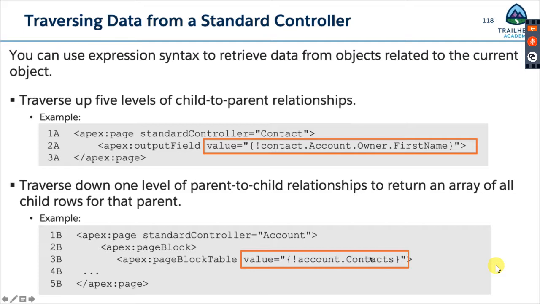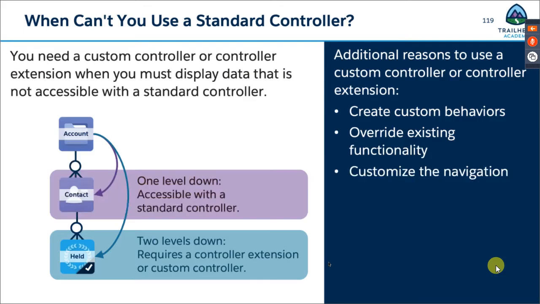Or we can go down and we can loop, and this is one of the looping mechanisms. We have a few of those. Page block table is probably one of the nicest looking ones, which also gives you some UI. But basically you're going to be iterating over a list of contacts for this particular account. As I mentioned before, you can only go 1 level down. You cannot go 2 levels down.